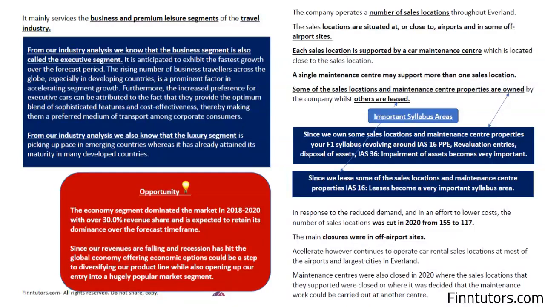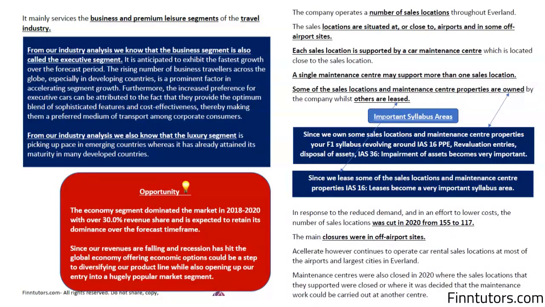Now, the company operates a number of sales locations throughout Everland. The sales locations are situated at or close to airports and in some off-airport sites as well. Each sales location is supported by a car maintenance center as well. So every location that you have has a maintenance center attached. A single maintenance center may support more than one sales location. Some of the sales locations and maintenance center properties are owned by the company, whilst others are leased.